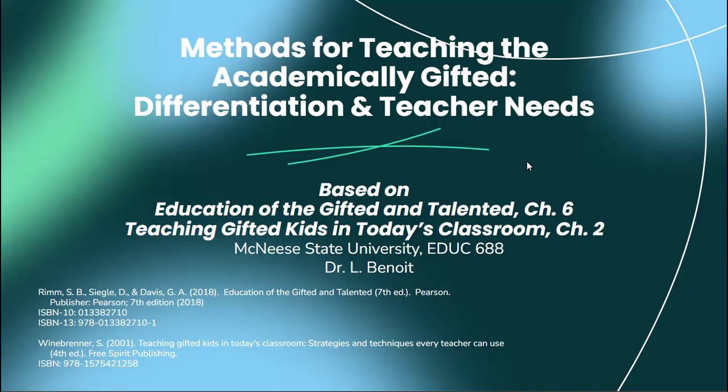We're going to jump in with this week's material, methods for teaching the academically gifted, and our focus this week is differentiation and teacher needs. How teachers can specifically focus on strategies they can do for differentiation and those considerations. Our two textbooks that we're going to be using for the course are provided at the bottom. They're also, of course, on your syllabus. And this week, we're focusing on Chapter 6 of the RIM work and Chapter 2 of the Weinbrenner work. So let's go ahead and jump in.